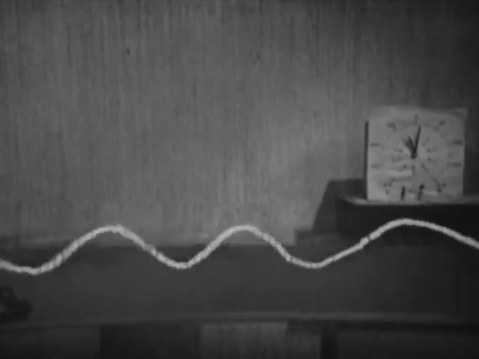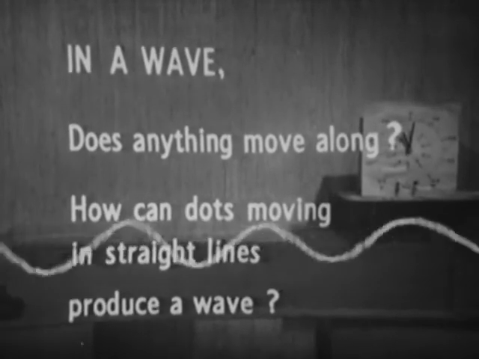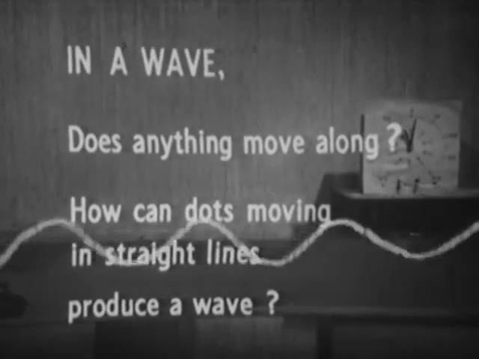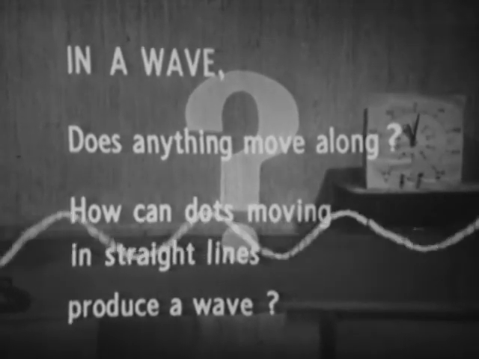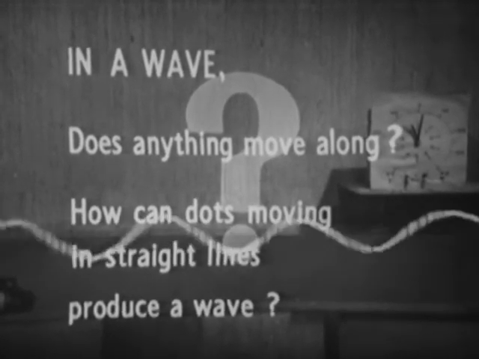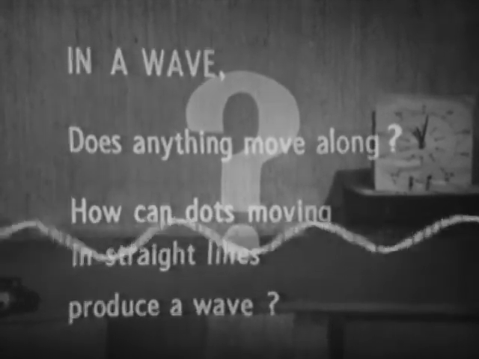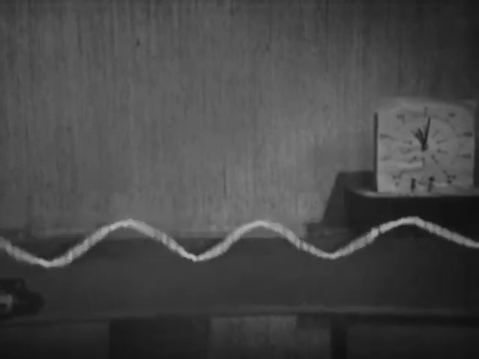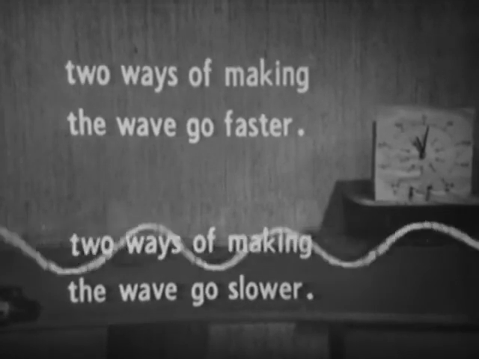But now for this week's question. I'll remind you what they are so that you can write them down. First, when a wave travels, does anything move along? And connected with that, how can dots moving in straight lines produce a wave? Second, on the wave machine, I want you to think of two ways of making the wave go faster and two ways of making them go slower.